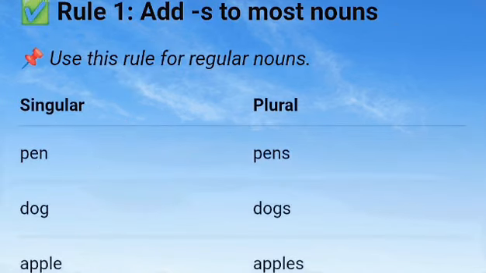Now, rule number one: add s to most nouns, from singular to plural. Singular means pen, plural means pens, like that. Dog, dogs. Apple, apples. Ball, balls, like that.